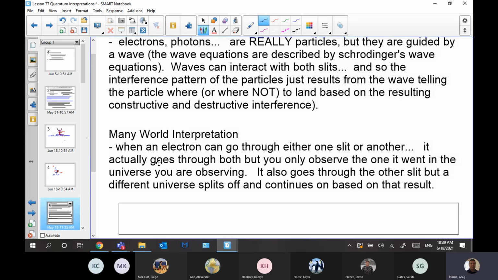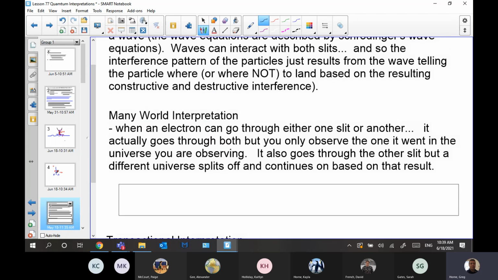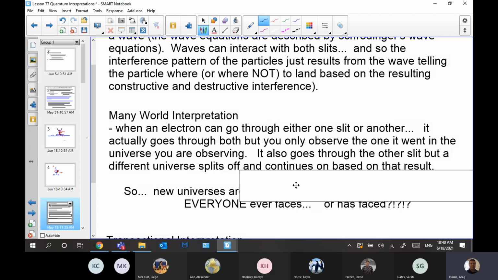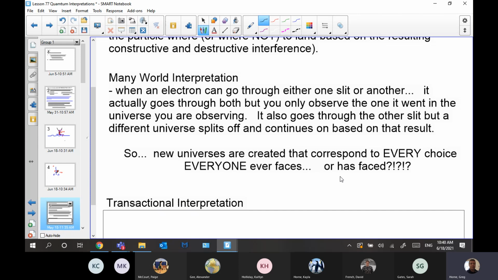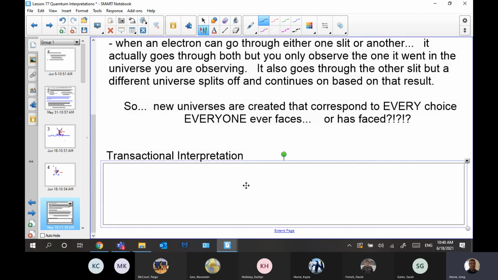The many worlds interpretation is the idea that the electron doesn't go through either one slit or the other. In it, it actually goes through both, and if you observe it going through one, then you're in that universe, and the other universe still exists, right? It also goes through the other slit in a different universe. So basically, entire universes split off every time there's a random chance of something happening. So infinite universes just constantly splitting off. I personally find that kind of ridiculous. Where's all that energy coming from, right? So question marks on that one in my mind.